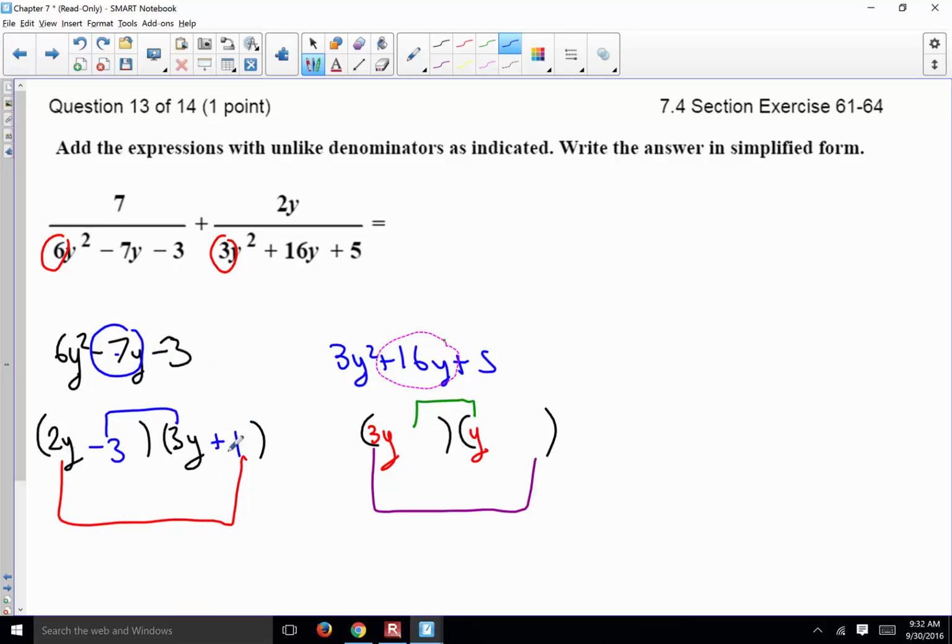When I multiply the outside terms, it's 2y. When I multiply the inside terms, it's negative 9y. Negative 9y plus 2y, does it make minus 7y? Yes, congratulations, this is the right answer.